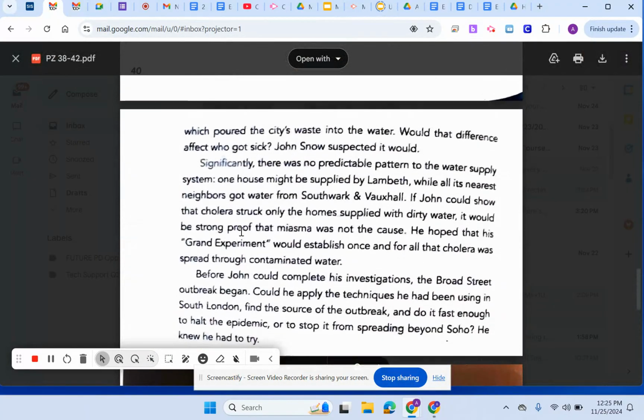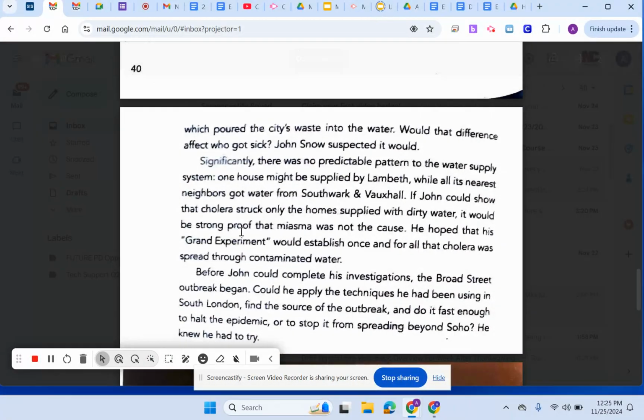Please pause here and write a gist statement about John's theory regarding contaminated water and its connection to cholera.